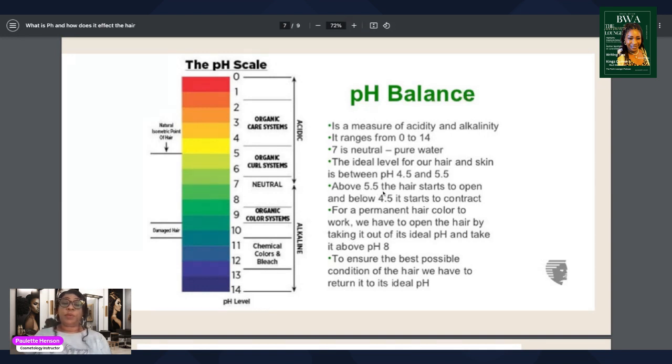Now, above 5.5, the hair starts to open, and below 4.5, it starts to contract. For permanent hair color to work, we have to open the hair by taking it out of its ideal pH and take it above 8. To ensure the best possible condition of the hair, we have to return it to its ideal pH.